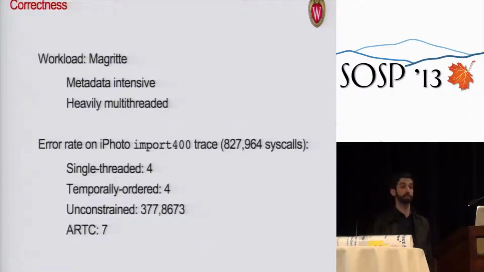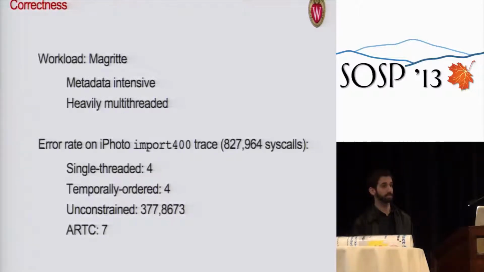So first, to investigate correctness, the workload we used was a benchmark suite called Magritte. This is essentially the result of applying the ARTC compiler to the ibench traces that we started out with. The reason we went with this particular workload is that these applications are very metadata intensive and heavily multi-threaded, which combines to give a somewhat less sound replay the opportunity to screw things up in many places.